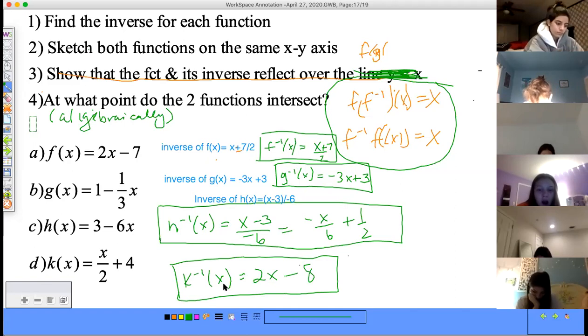You're killing me, you guys. Anybody who was S through W, did you get 2X minus 8 as your inverse? Because if you didn't, we can certainly go over it. I made the same mistake and had 2X minus 4.